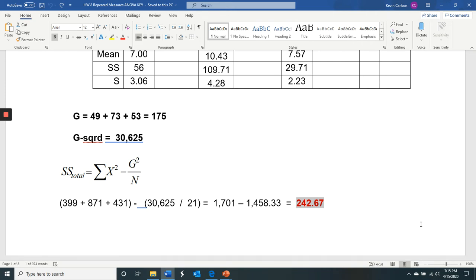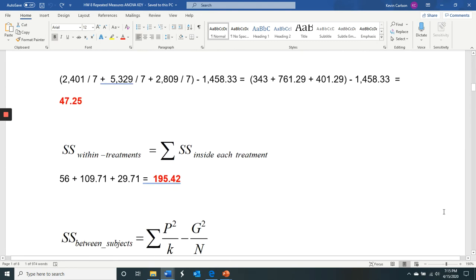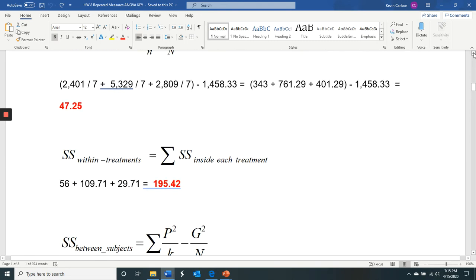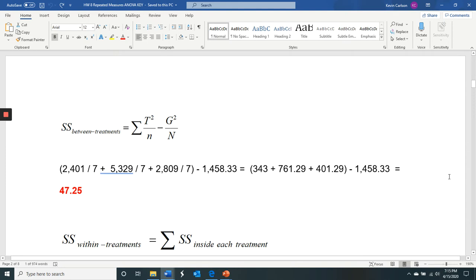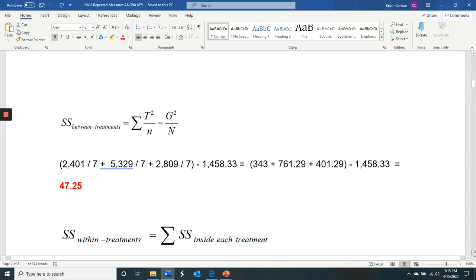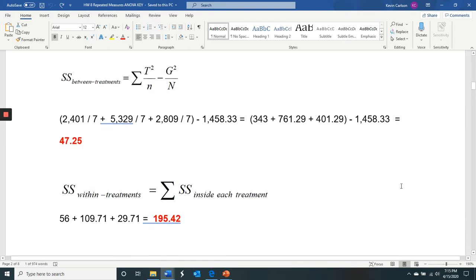And again, this is the same approach that you would take for one-way ANOVAs, but also for the repeated measures. It's the same step. The same step also applies for within. Actually, I'll do between first. So, sum of squares between.